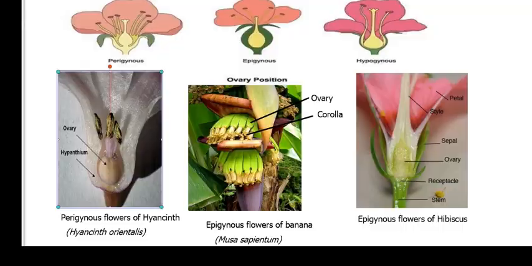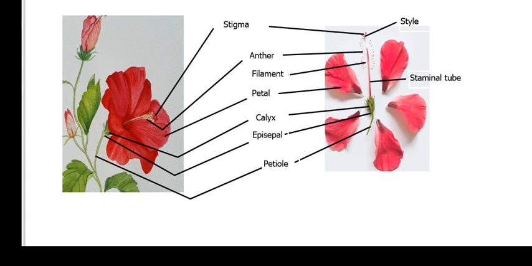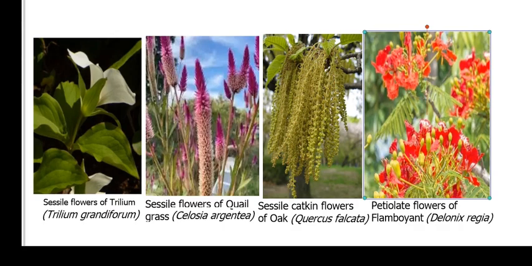Now, flowers can also be said to be sessile or petiolate. Petiolate flowers are flowers that have the petiole or pedicel attaching them to the main plant, like in the case of the hibiscus. You can see the hibiscus possesses a pedicel, so the hibiscus flower can be said to be petiolate or stalked flower or pedicellate. So if it has it, then it's pedicellate, but if it lacks it, it is said to be a sessile flower.